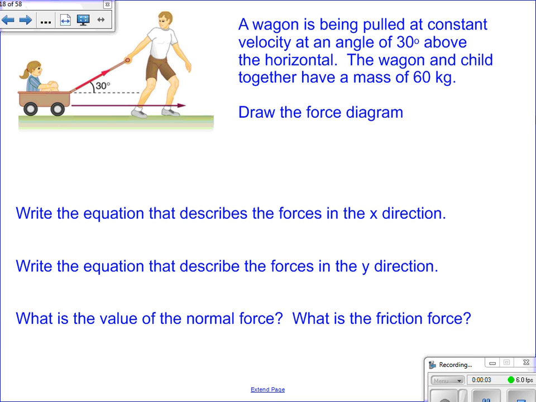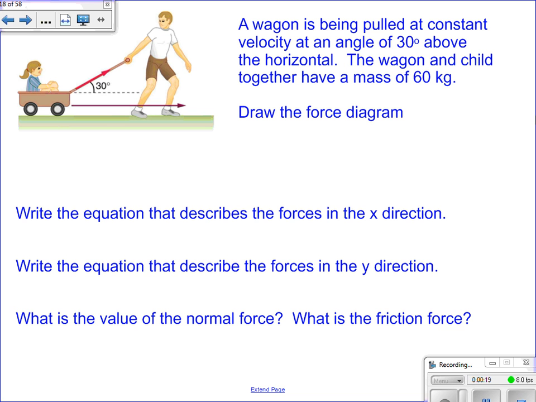In this video lesson, we're going to look at the wagon problem. The wagon problem is basically where you have some sort of object that's being pulled at a constant velocity. So it tells us that a wagon is being pulled at a constant velocity at an angle of 30 degrees above the horizontal as shown.